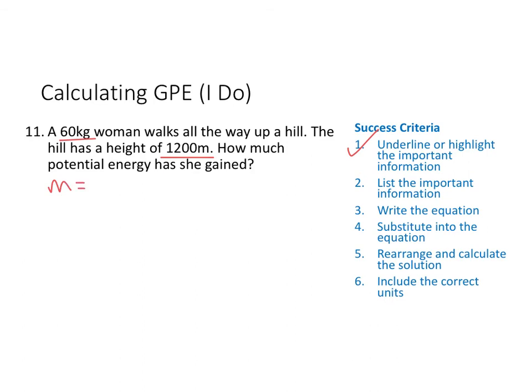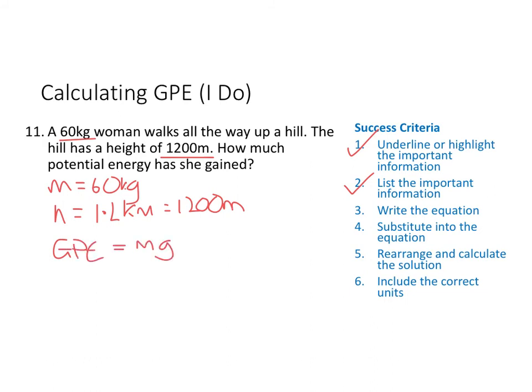Let's list them. m equals 60 kilograms. h equals 1.2 kilometers, which equals 1,200 meters. Then we need to write our equation. So GPE, gravitational potential energy, equals mass times gravity times height. Remember, gravity equals 10 in this case, and that would be newtons per kilogram or meters per second squared.